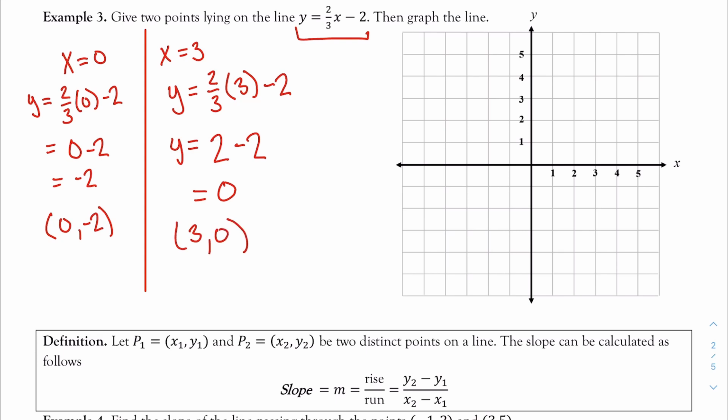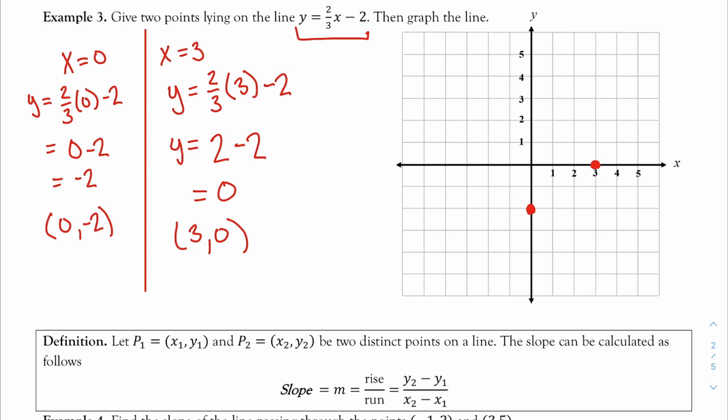Now that I have 2 points, I'm simply going to follow what I did in the earlier example. Let's go ahead and plot the 2 points. We have 0, comma negative 2, so it's 0 left and right, and then 2 units down for my first point. And then my second point is 3, comma 0. That means 3 to the right and 0 up and down. So I have something that looks like this.